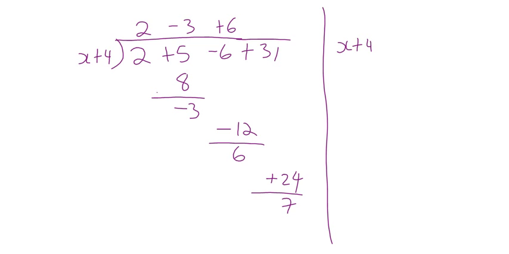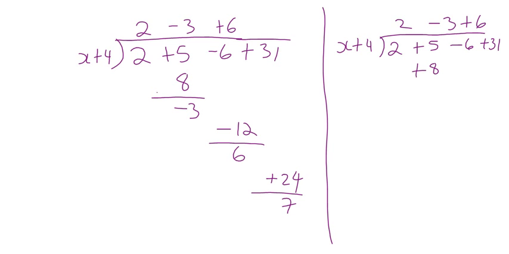So I'm just going to leave that x there on the divisor, right? But we would have a 2, a negative 3, and a positive 6. And here we have the 2 and a plus 5, and a minus 6 and a plus 31. And here, the 8 goes underneath the 5, right? We get the 8, and we're going to bring that up there. So we've got a minus 12, and we get a plus 24.